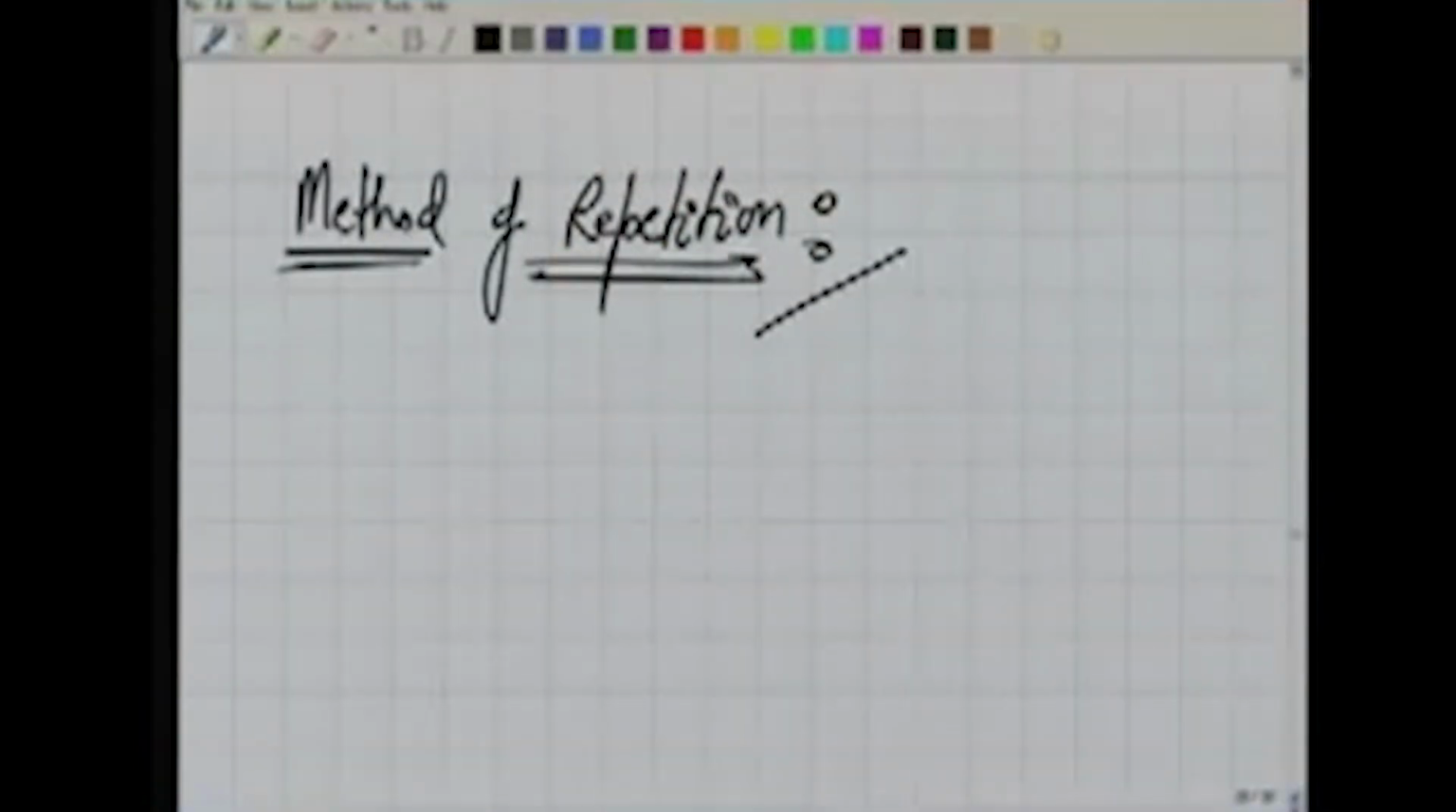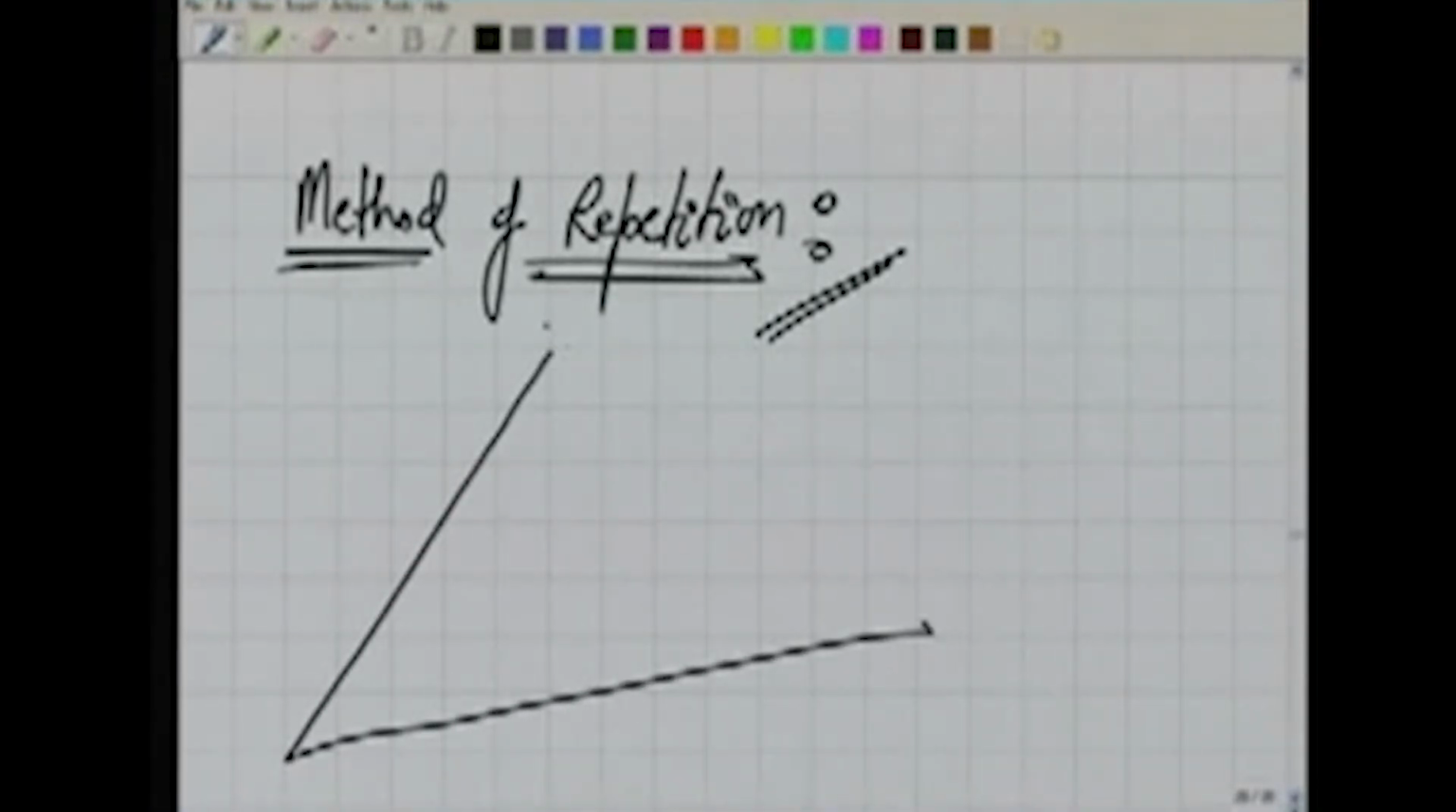What are the methods of measuring the angles? There is one method which is called the method of repetition. First we will see how to measure one angle using this particular method. As we have always been doing, we have A, B and C. There is a ranging rod or some object at A and C, and at B we have our survey station. We want to measure the angle ABC.